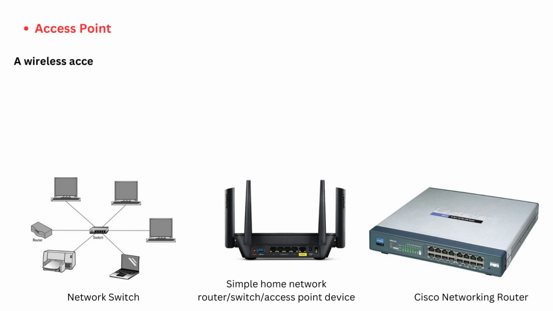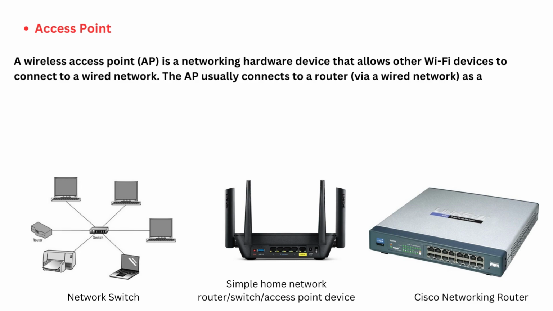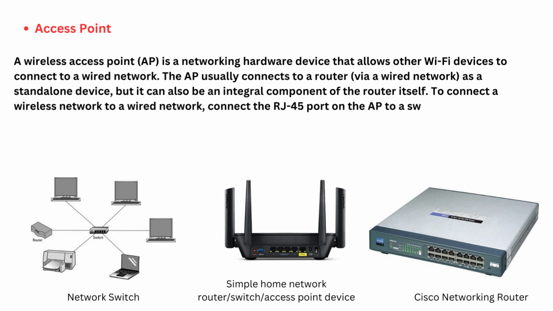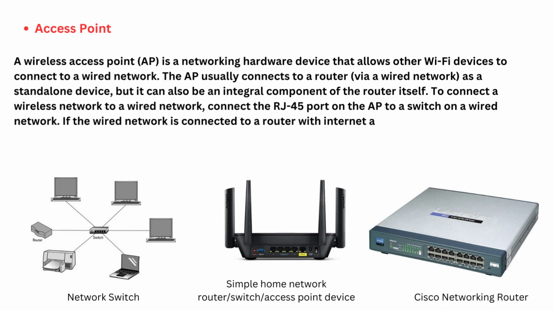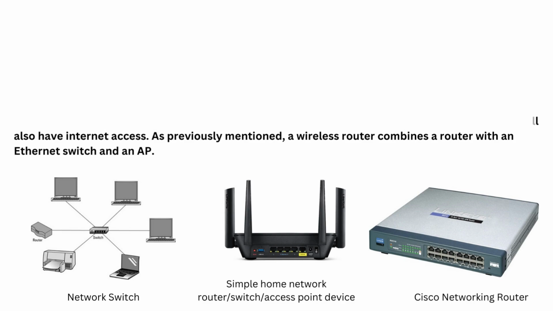Access point. A wireless access point, AP, is a networking hardware device that allows other Wi-Fi devices to connect to a wired network. The AP usually connects to a router, via a wired network, as a standalone device, but it can also be an integral component of the router itself. To connect a wireless network to a wired network, connect the RJ45 port on the AP to a switch on a wired network. If the wired network is connected to a router with internet access, the wireless network will also have internet access. As previously mentioned, a wireless router combines a router with an Ethernet switch and an AP.